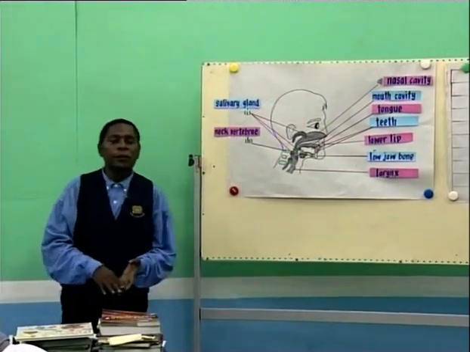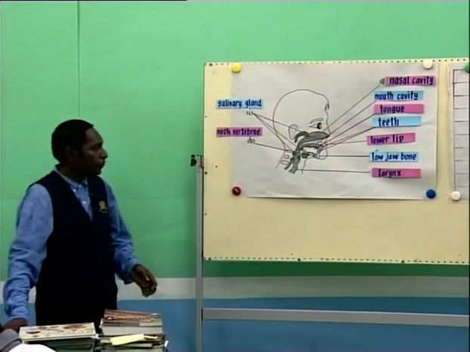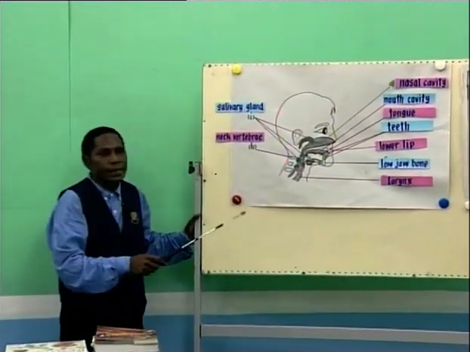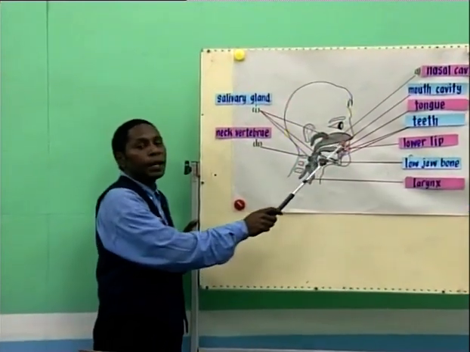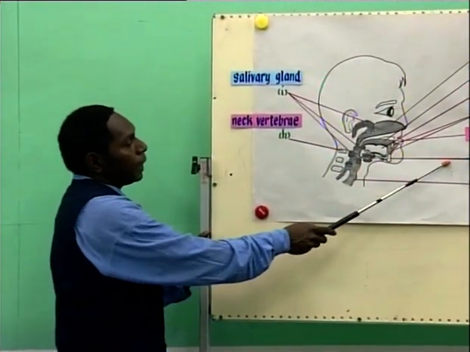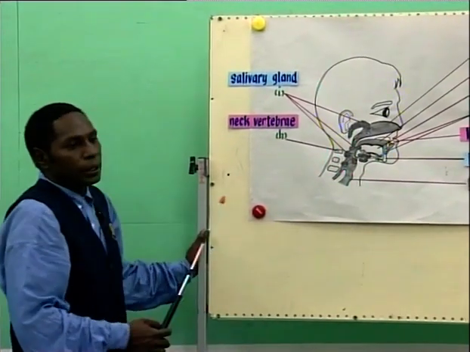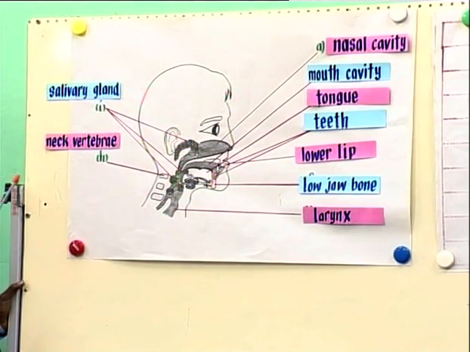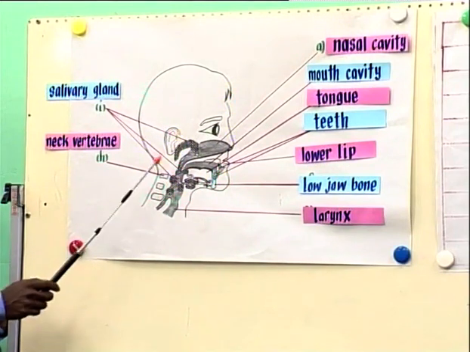It is the voice box. That is the voice box. That is the one people use, and the sound comes out from the mouth. The lower jawbone helps support the teeth, which are attached to the mouth.